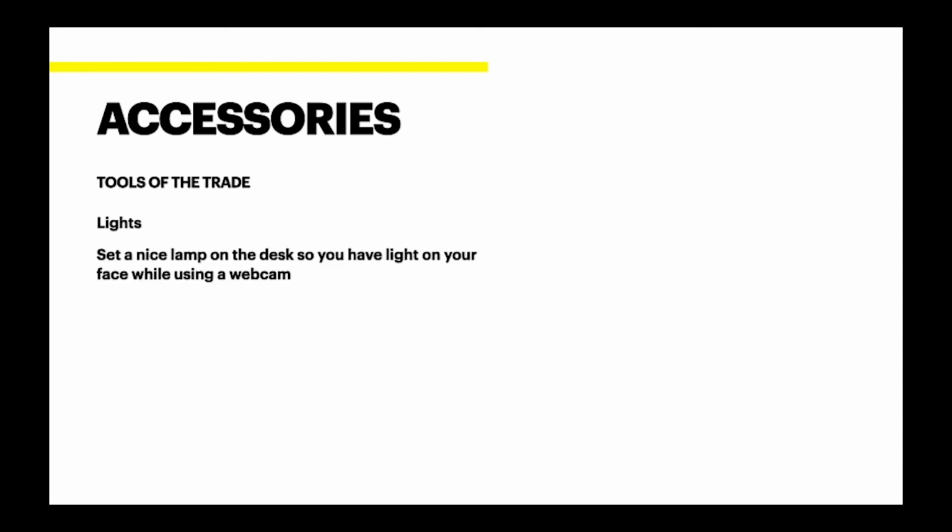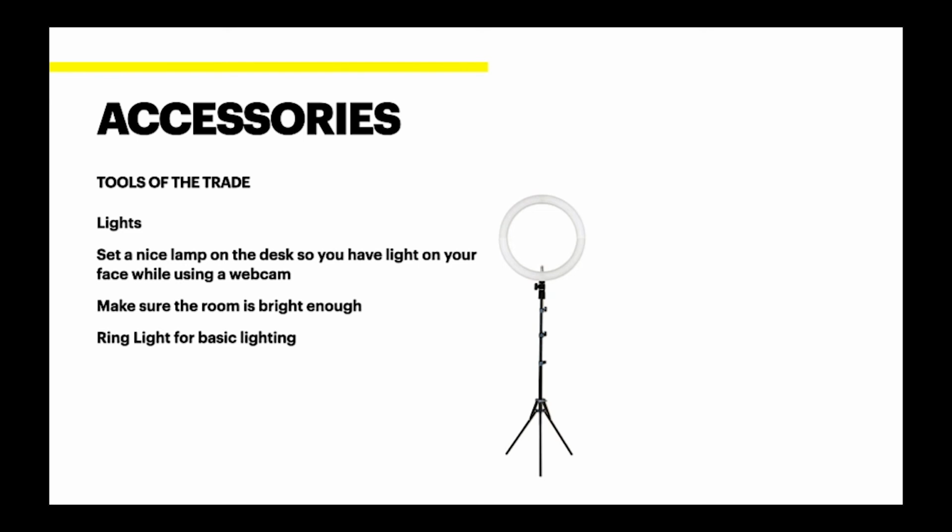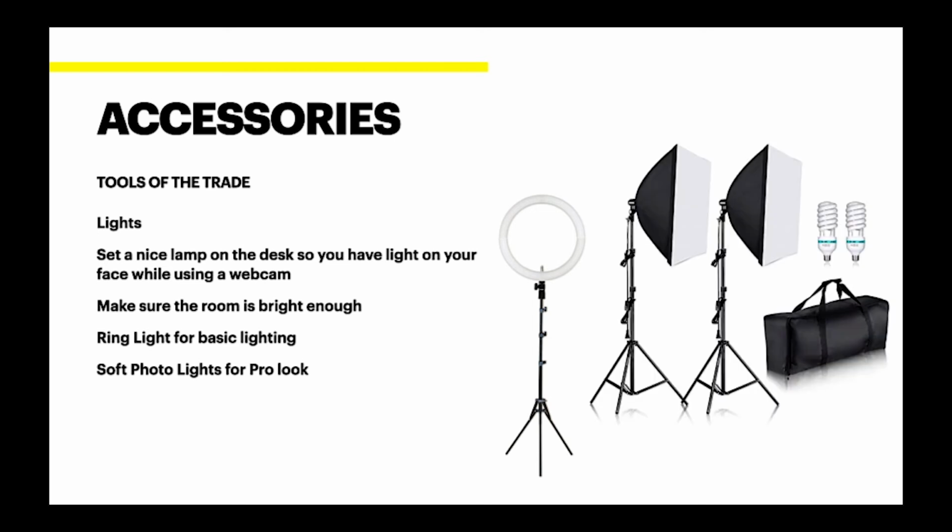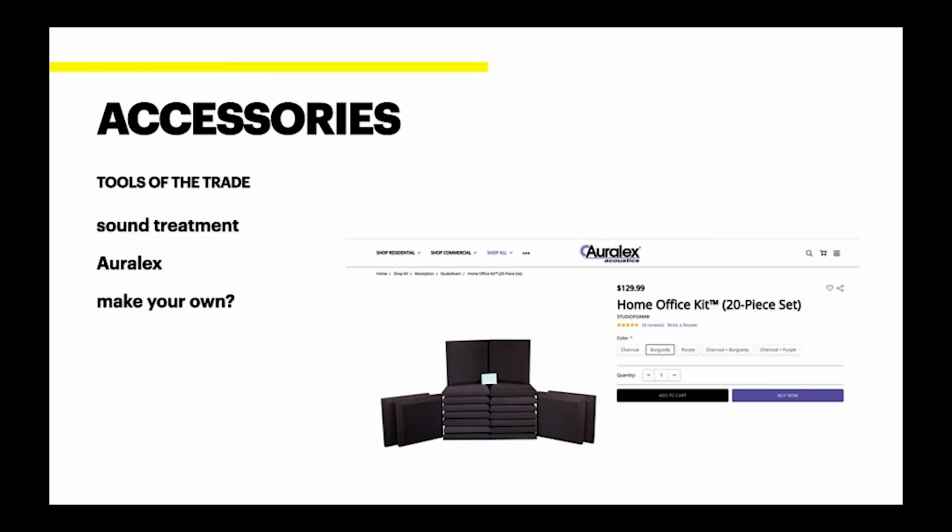Lights. So basic, put a good lamp on the table next to you so you have light on your face while you're recording with a webcam, at least so people can see you, you're not in the dark. Make sure the room is bright enough. You can use a basic ring light. Looks like this. They're cheap. You can get them just about anywhere. You can also use soft photo lights if you want a professional look, and you can buy all kinds of photo light kits.